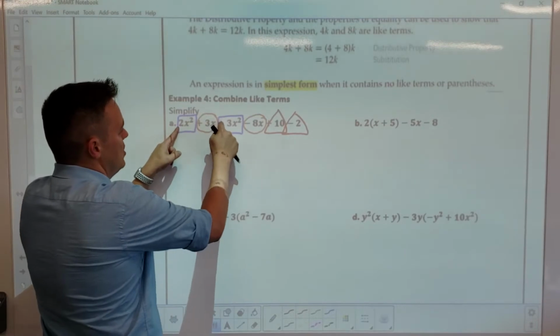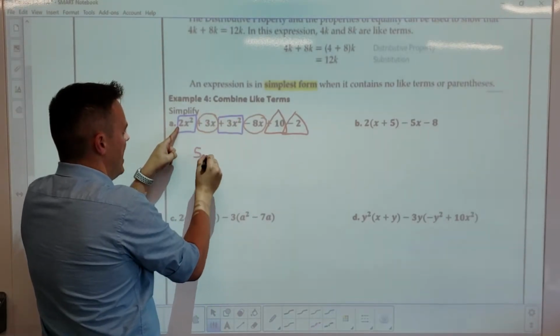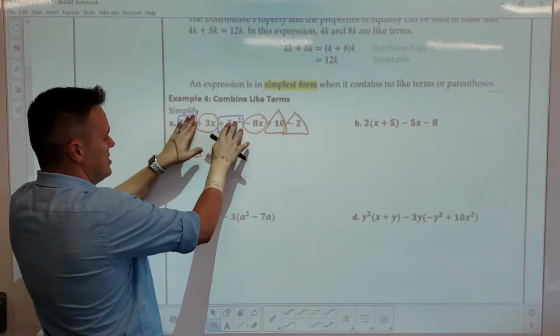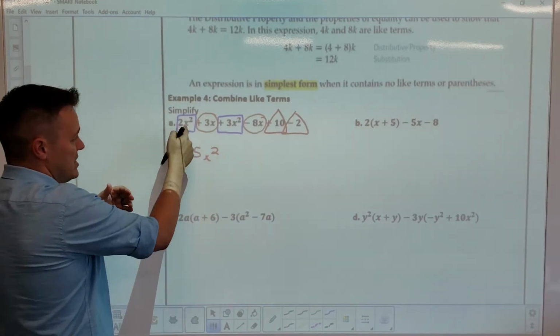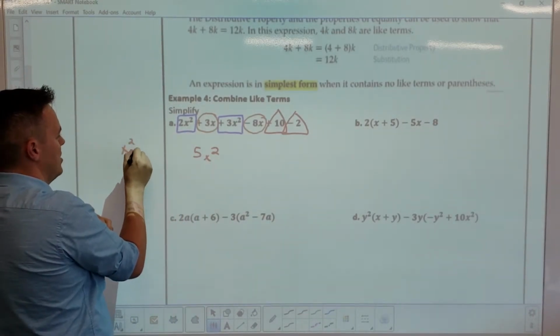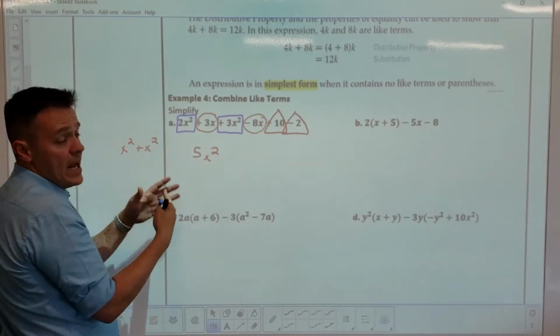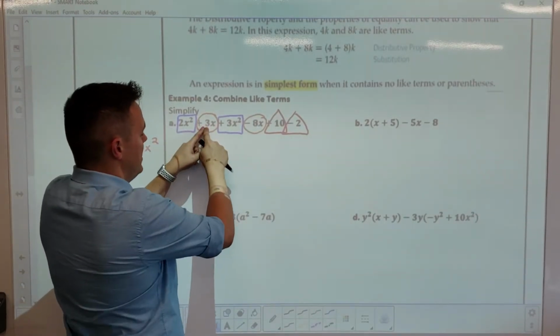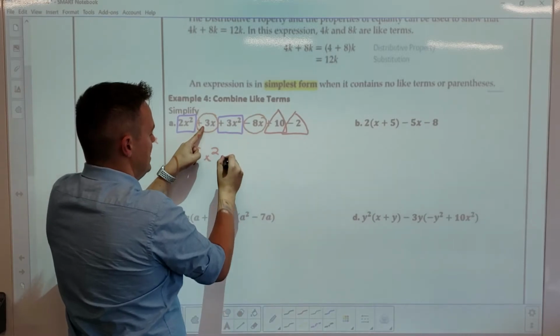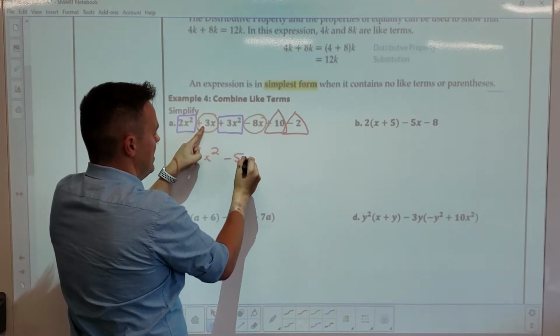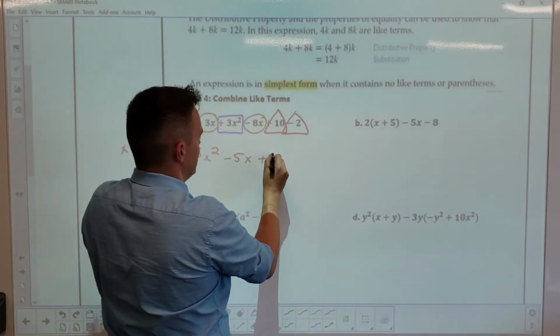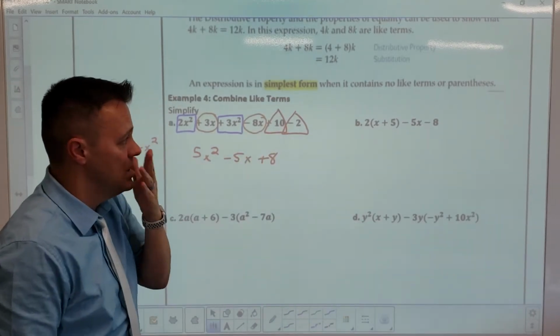So 2 plus 3 would be 5x squared because the back end doesn't change, okay? Remember what this is saying is you have x squared plus x squared. You can't change the variable when you're adding together, okay? Then it'd be plus 3 minus 8 is negative 5. That's an x. And then it's plus 8 over here. It's 10 minus 2. All right, same thing.